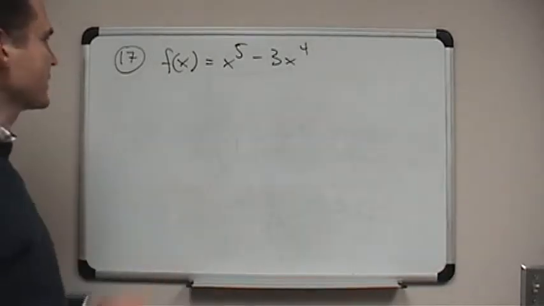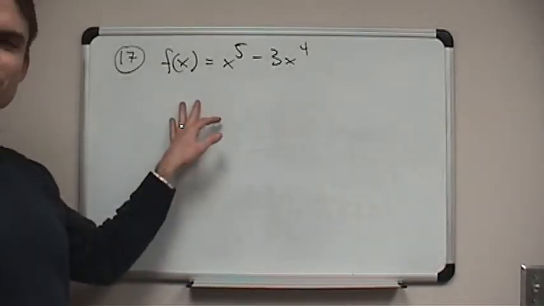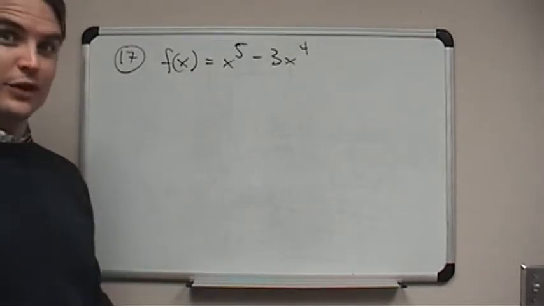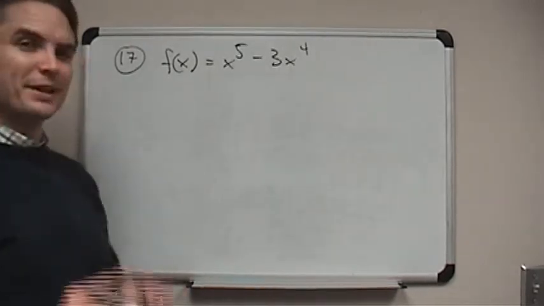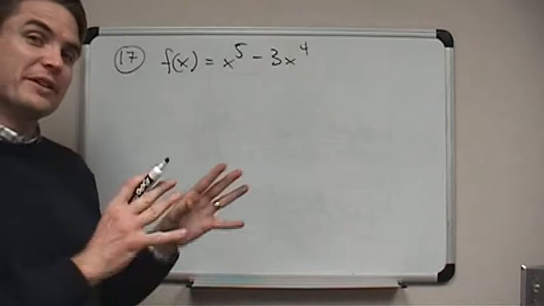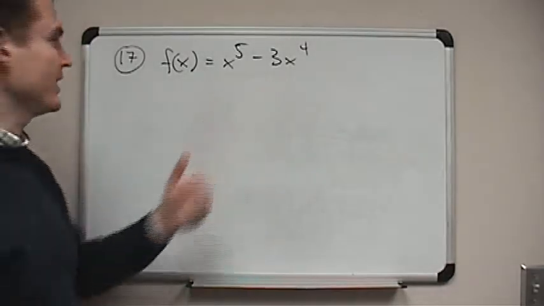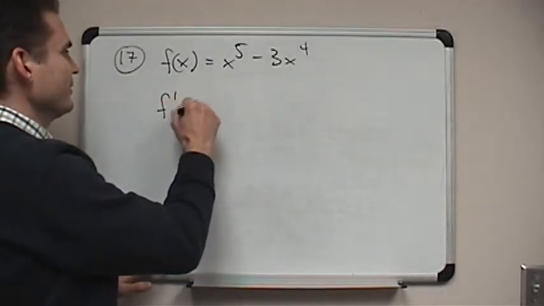Okay, another problem from section 2.6. They give us a function f of x and they ask us to find the third derivative of this function. Okay, well, it's not going to be quite as bad as the last one, which we only computed the second derivative because this function's a lot simpler. So what about the first derivative?